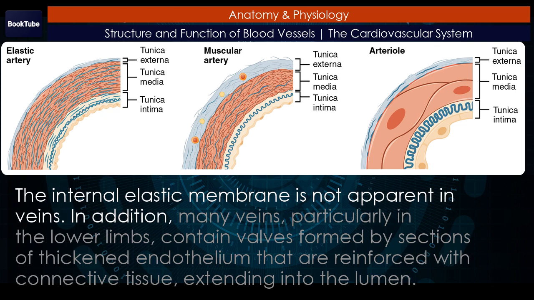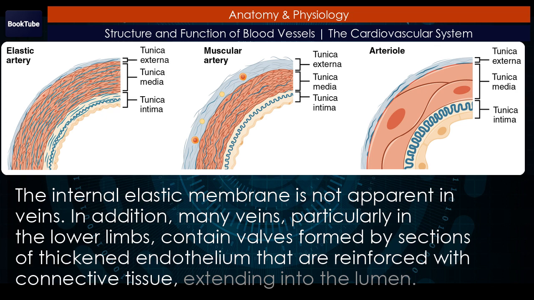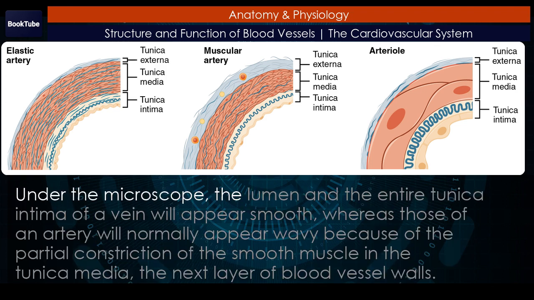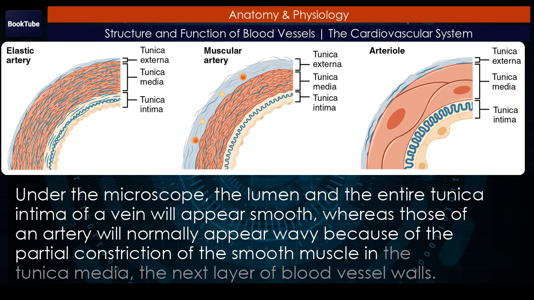In addition, many veins, particularly in the lower limbs, contain valves formed by sections of thickened endothelium that are reinforced with connective tissue, extending into the lumen. Under the microscope, the lumen and the entire tunica intima of a vein will appear smooth, whereas those of an artery will normally appear wavy because of the partial constriction of the smooth muscle in the tunica media.